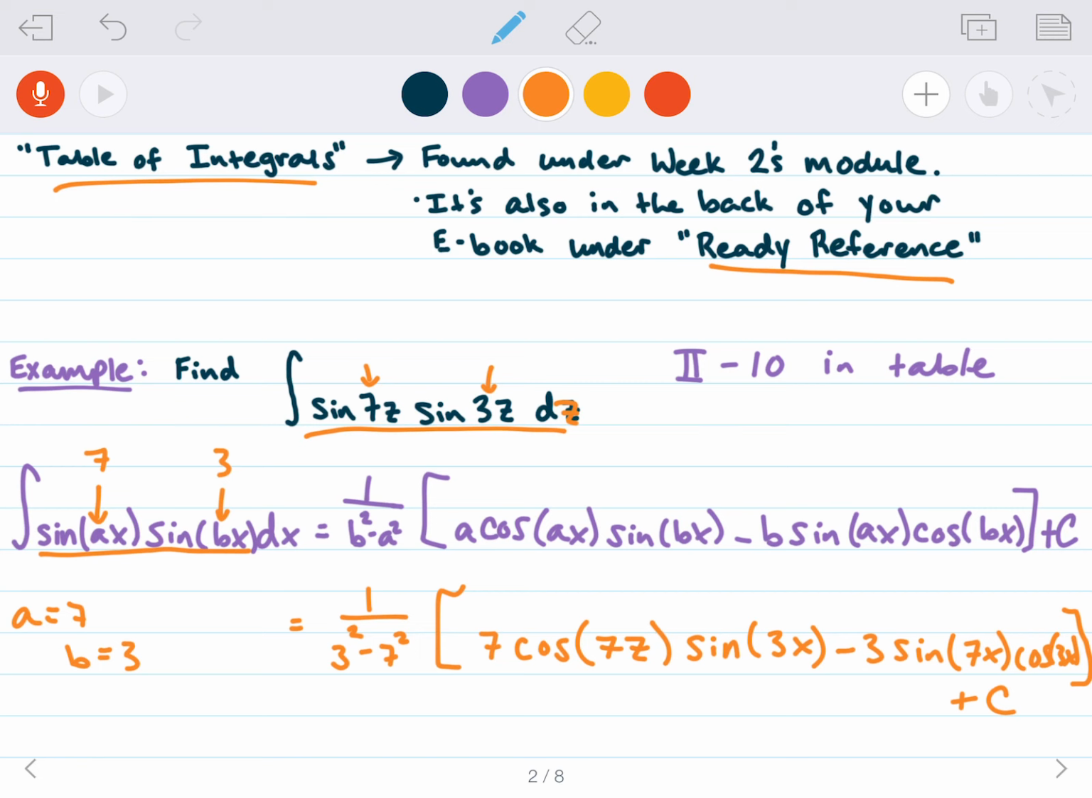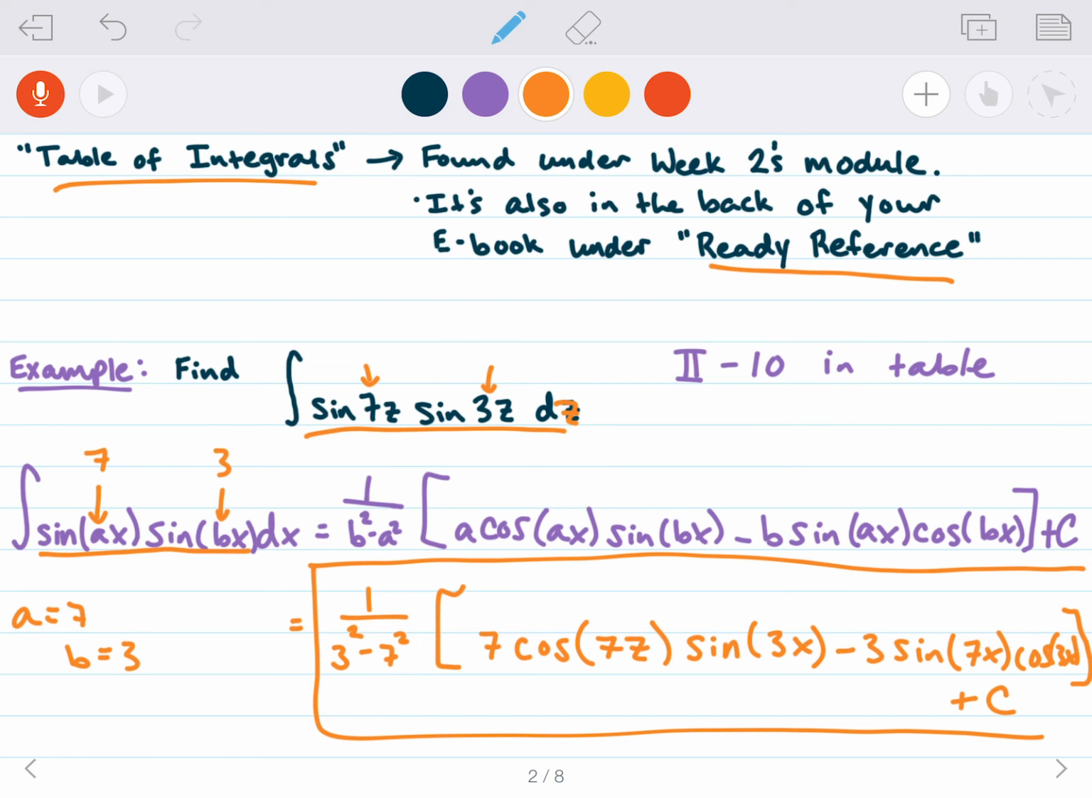Okay, and there's our answer. I could simplify the fraction if I wanted to, negative 1 over 40 in the front. So let's just do that really quick. And that is the gist of that example. We're just using this table to find the closest match and then apply the rule.